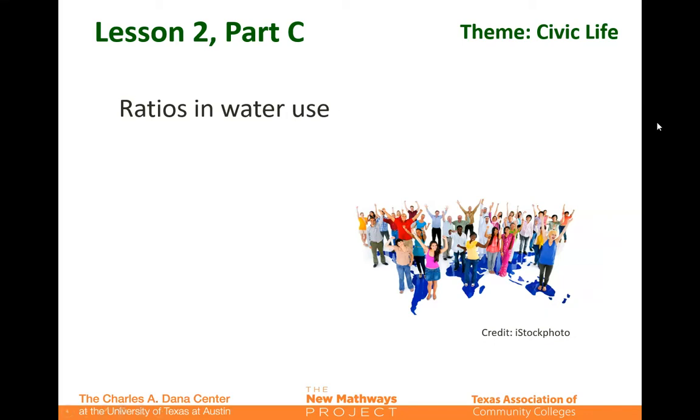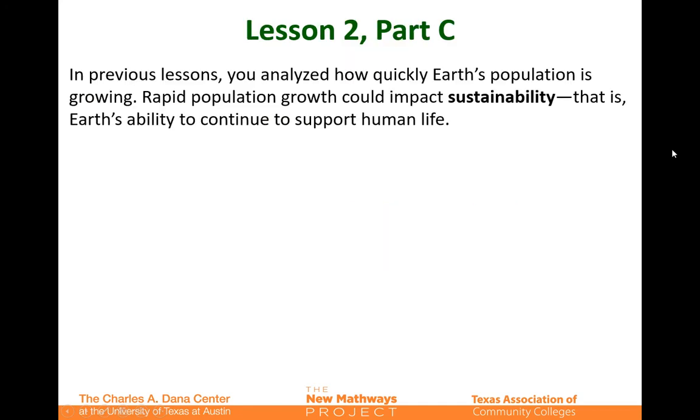In Lesson 2, Part C, we're going to begin looking at ratios. In previous lessons, you analyzed how quickly Earth's population is growing. Rapid population growth could impact sustainability, that is, Earth's ability to continue to support human life.